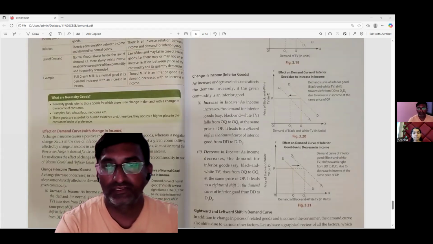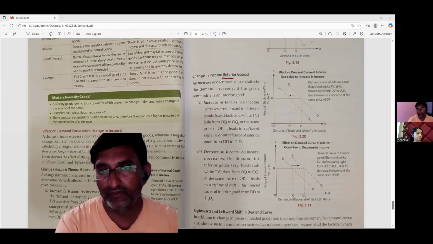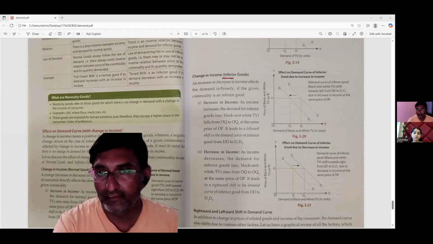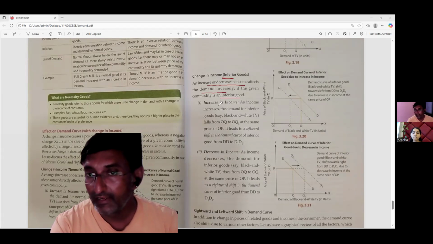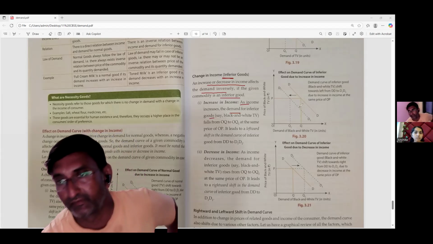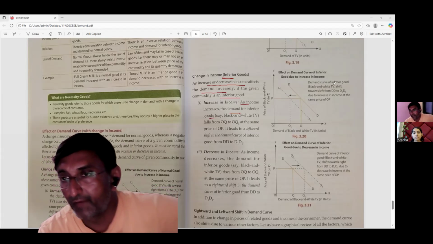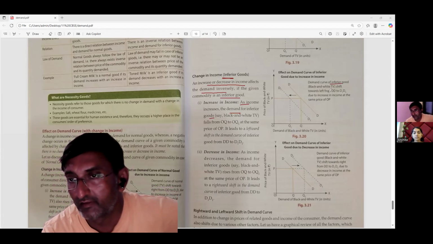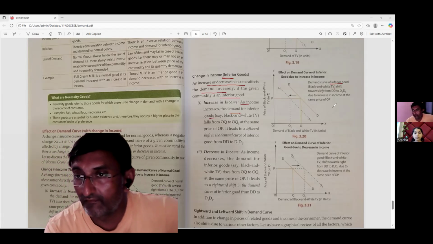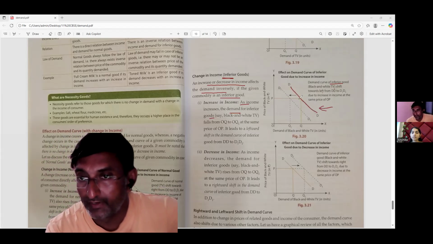Now, change in income is related to inferior goods. An increase or decrease in income may affect the demand inversely if the given commodity is an inferior good. Example: increase in income and increase in demand. But in the other case, there will be a fall in demand for the black and white TV. Let's see how the demand curve of an inferior good, the black and white TV, shifts toward the left-hand side from DD to DD1.